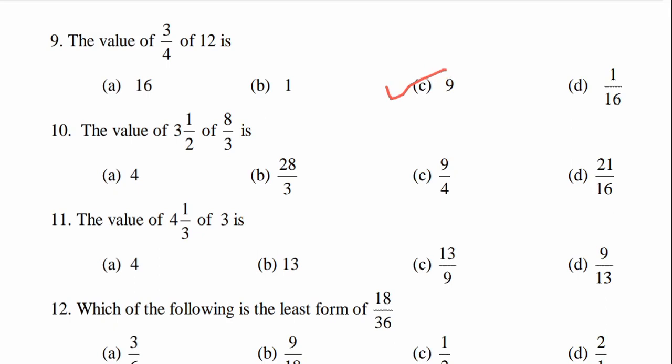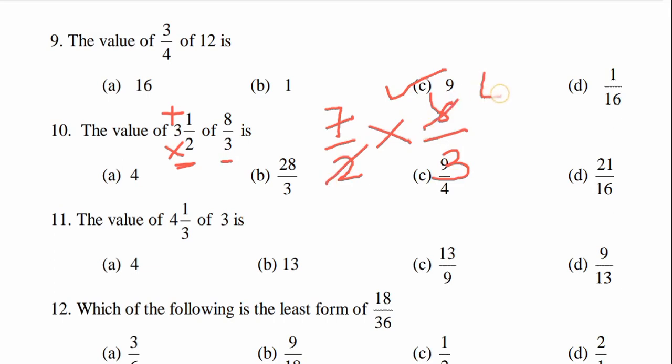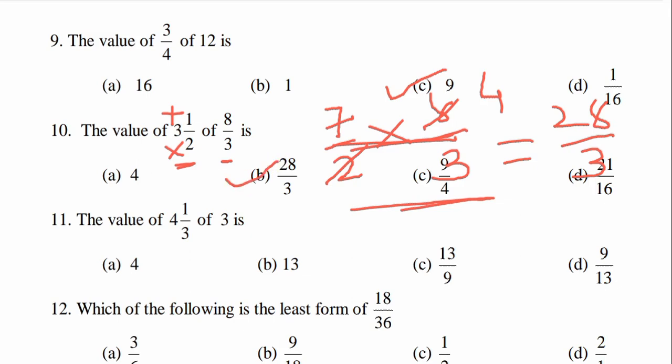Now question number 10. The value of 3 integer 1/2 of 8 upon 3 is? First of all, we convert into improper fraction. 3 2s are 6, 6 plus 1 is equal to 7. So it is 7 upon 2 multiplied by 8 upon 3. And we can cut like this. 7 4s are 28 upon 3. We have to multiply numerator with numerator and denominator with denominator. And the answer is 28 upon 3. It is given in option B.